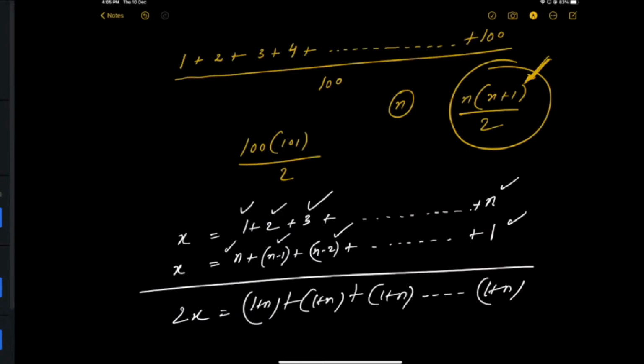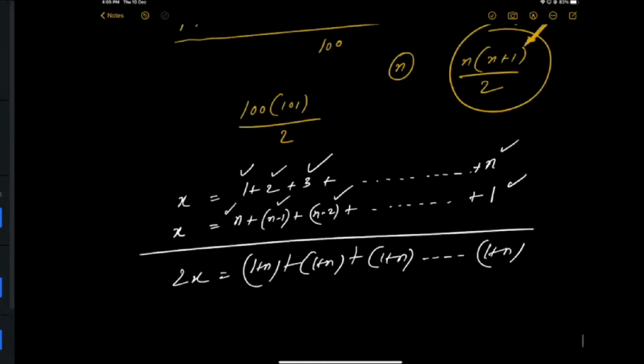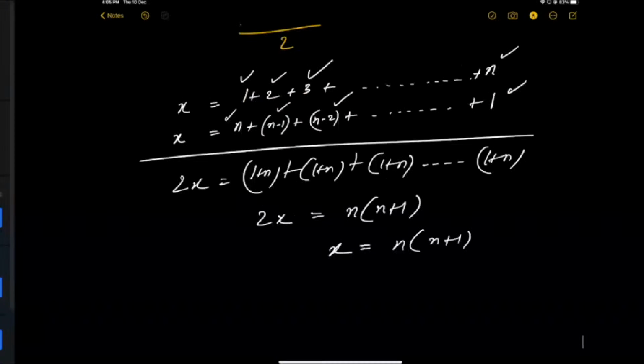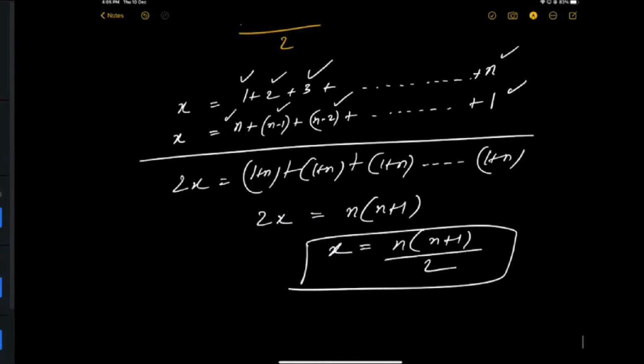How many 1 plus n's do you get? Because there are 1000 terms, you'll get 1000. If there are n terms, you get n into n plus 1 equals 2x. So x equals n into n plus 1 by 2. So this is the way in which you derive the formula of what? Sum of first n natural numbers.